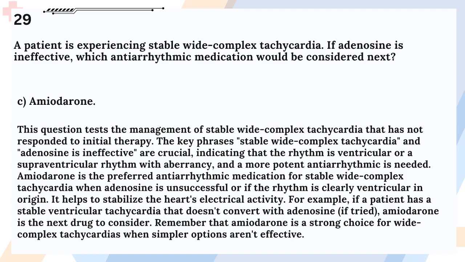Amiodarone is the preferred antiarrhythmic medication for stable wide complex tachycardia when adenosine is unsuccessful or if the rhythm is clearly ventricular in origin. It helps to stabilize the heart's electrical activity. For example, if a patient has a stable ventricular tachycardia that doesn't convert with adenosine, if tried, amiodarone is the next drug to consider. Remember that amiodarone is a strong choice for wide complex tachycardias when simpler options aren't effective.